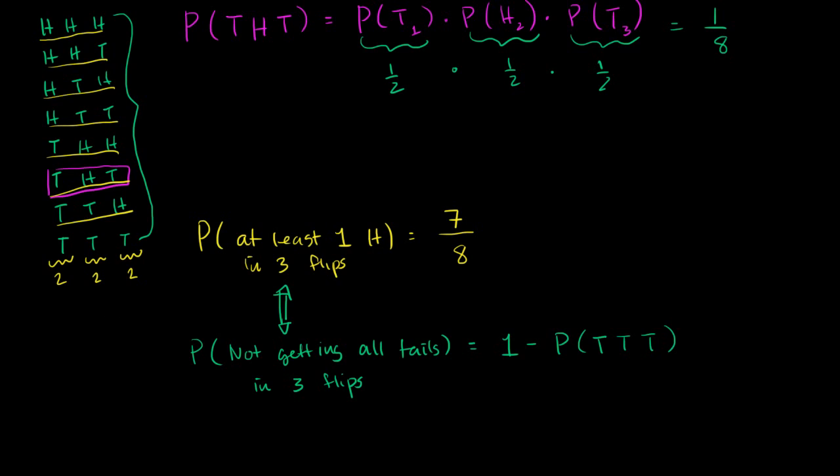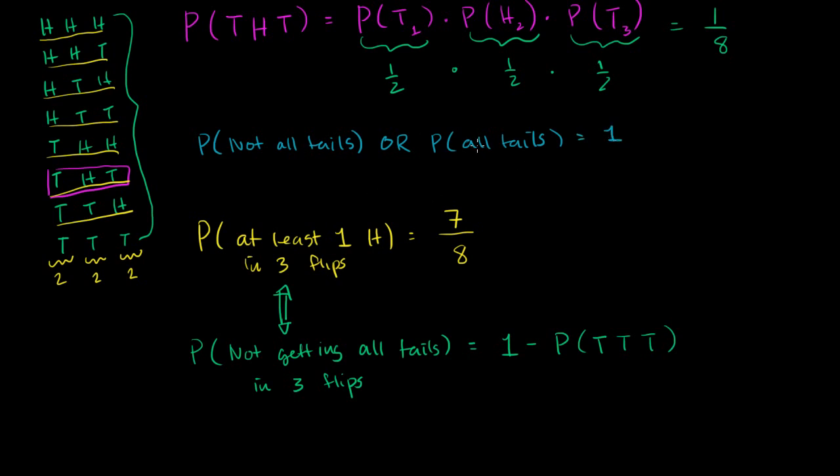Let me write it this way. The probability of not all tails plus the probability of all tails. Well, this is essentially exhaustive. This is all of the possible circumstances. So your chances of getting either not all tails or all tails, and these are mutually exclusive, so we can add them. The probability of not all tails or the probability of all tails is going to be equal to 1.